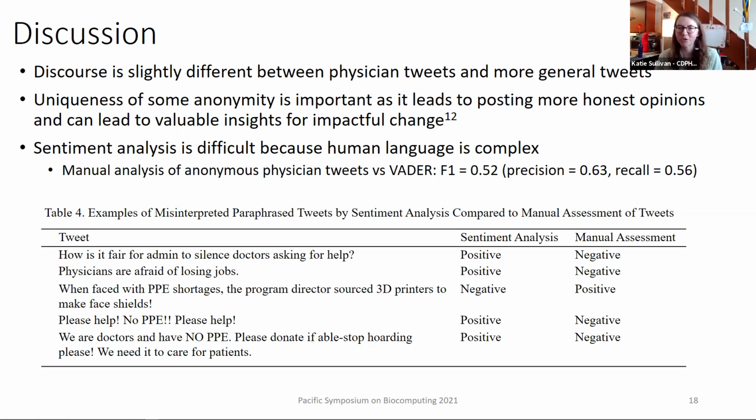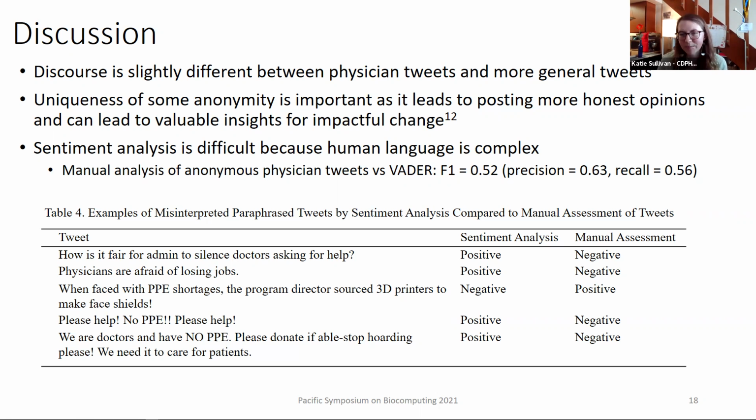It would be beneficial for future work to improve sentiment analysis tools so they are capable of assessing anonymous physician social media data, since this type of data and these types of masked Twitter handles aren't likely to disappear in the future. They're actually getting more common. And along those lines, since human language is complex, sentiment analysis can be difficult to get right by these tools. We did a manual analysis of physician tweets and scored them positive, negative, or neutral, just as the Vader sentiment analysis tool would do. And upon comparison with Vader, the F1 score was 0.52 with a precision at 0.63 and a recall at only 0.56.